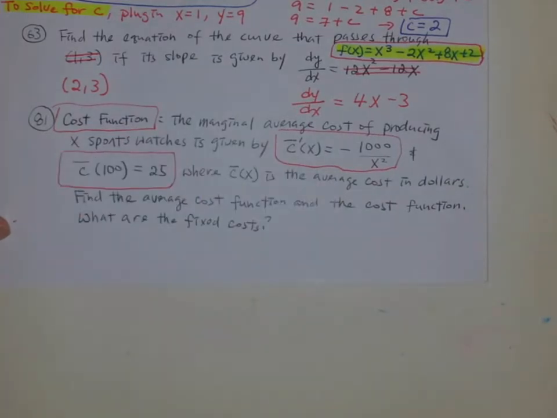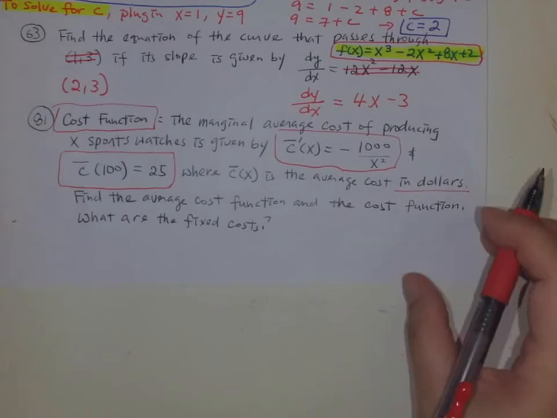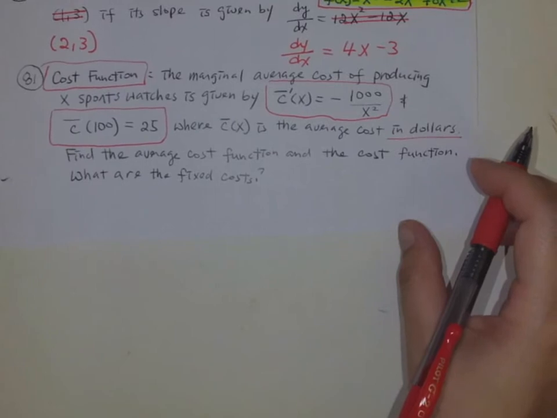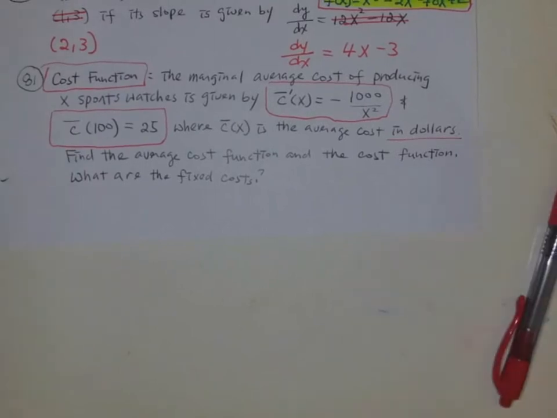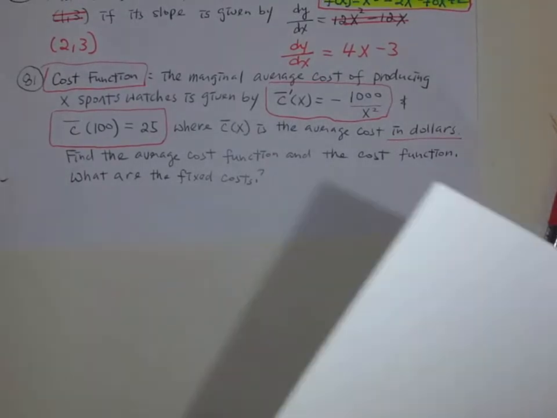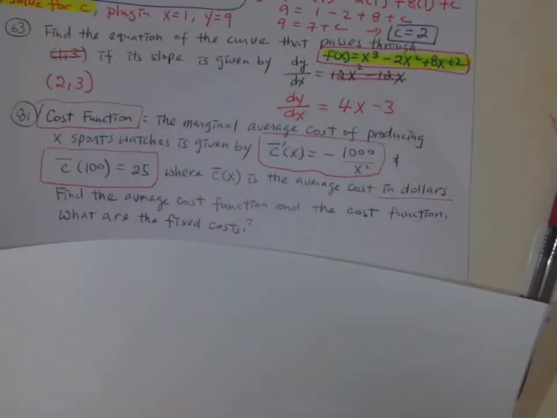And then they also give you a condition, which is for the average cost. C bar of x is the average cost in dollars. So this is in dollars. Find the average cost function and the cost function. What are the fixed costs? Okay, the fixed cost is going to be the C, right? So let's look at this together. Let's write down what we know also.